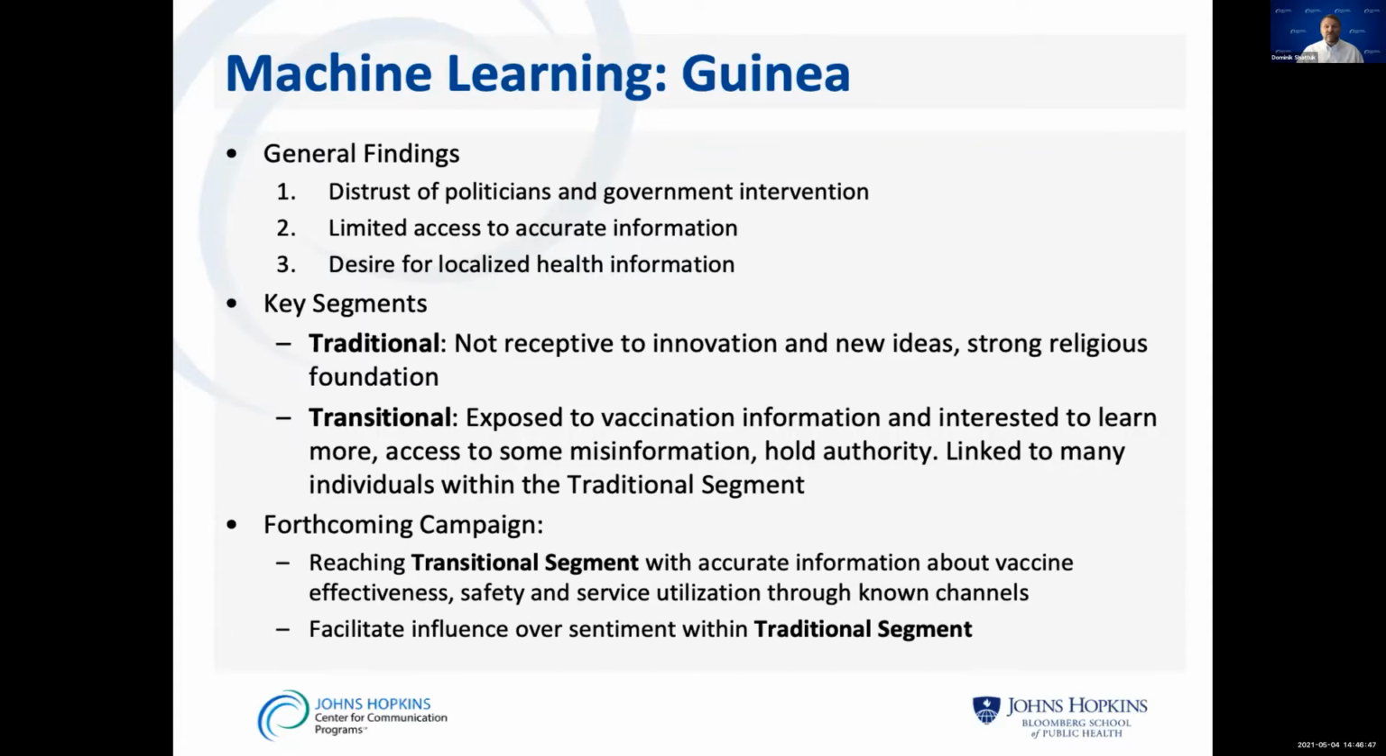2 key segments were the traditional segment, who were not receptive to new ideas or innovations, and a transitional segment, who had some information about vaccination and were more active on social media. This traditional segment shared more information, and they were often linked to many individuals in that traditional segment. As a result, the forthcoming campaign will leverage the channels of influence within the traditional segment, and the information will focus on accurate, localized health information. Based on what we know about their proximity to those in the traditional segment, we anticipate that the transitional segment will influence sentiment across boundaries.